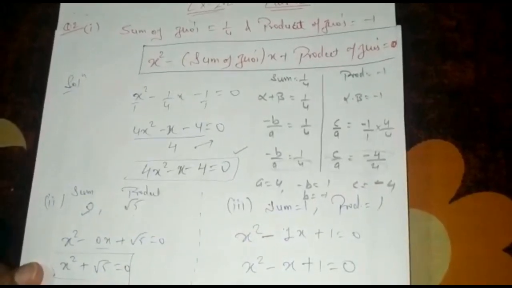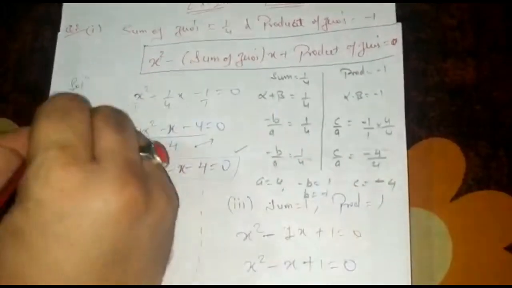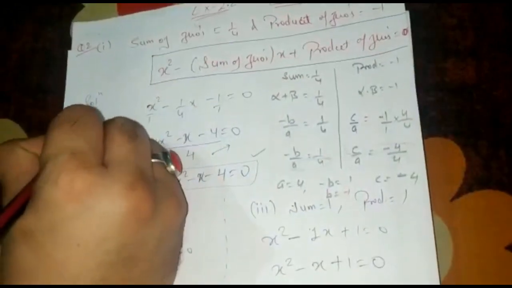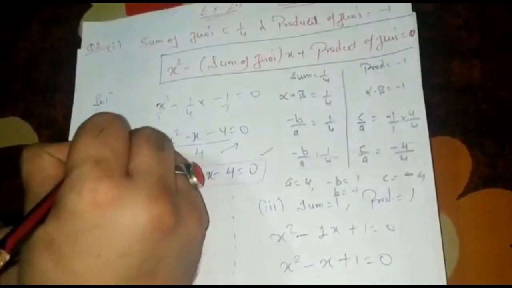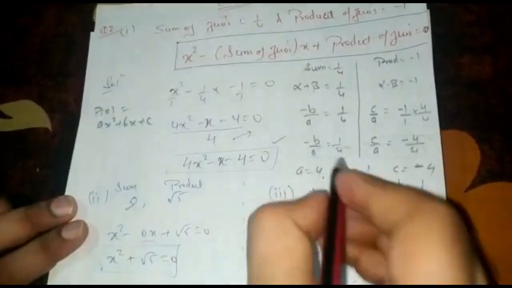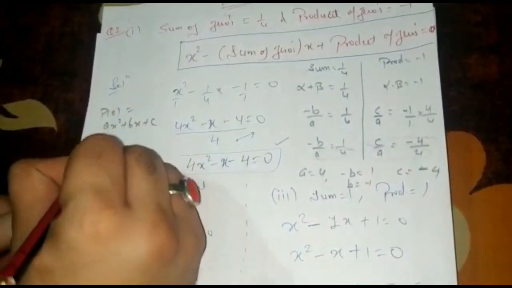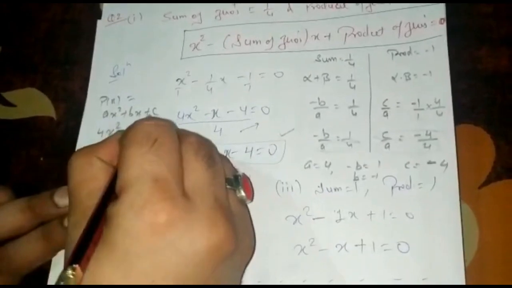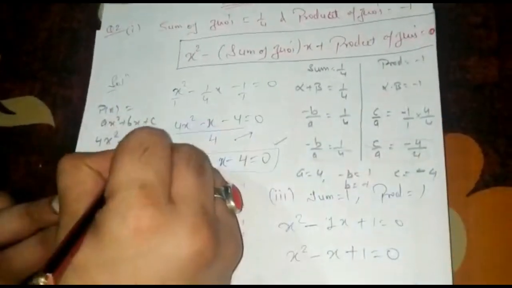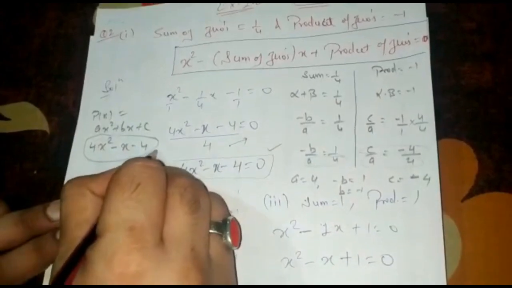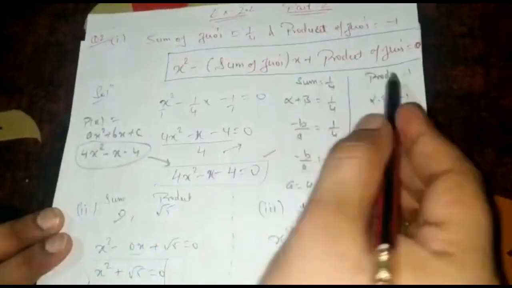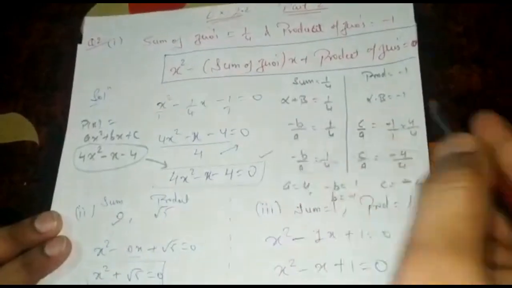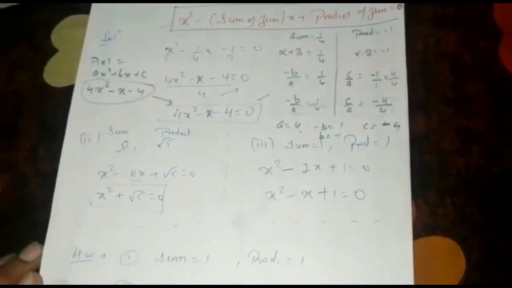So we have a polynomial that is represented by p(x) = ax² + bx + c. What is the value of a? Here the value of a is 4, so 4x². What is the value of b? -1, that means -x, plus c. What is the value of c? -4. So this is one more method to get the polynomial with the help of sum of zeros and product of zeros. Hope you understand this method also. I prefer this formula method because it is easiest for the student to solve.